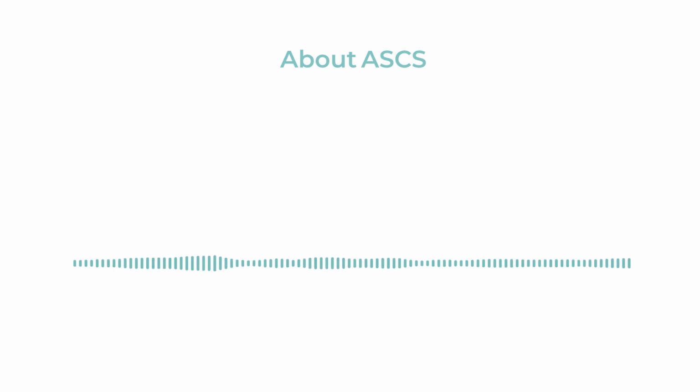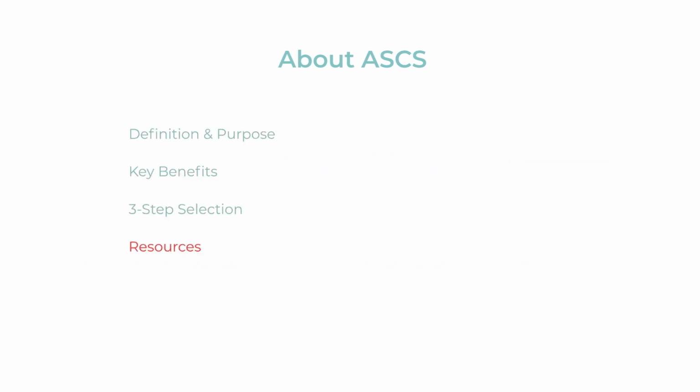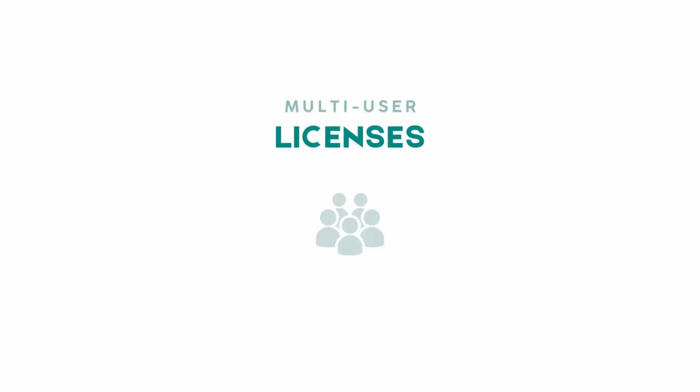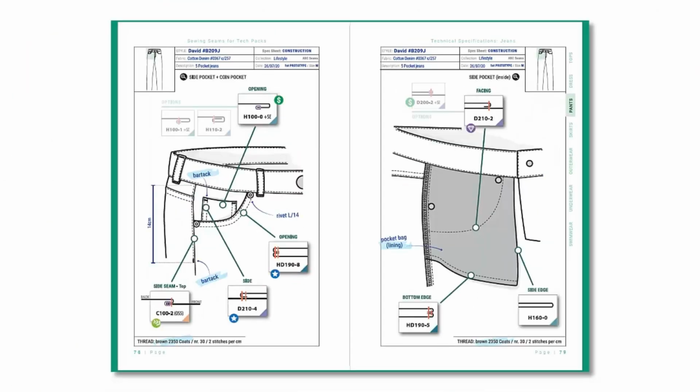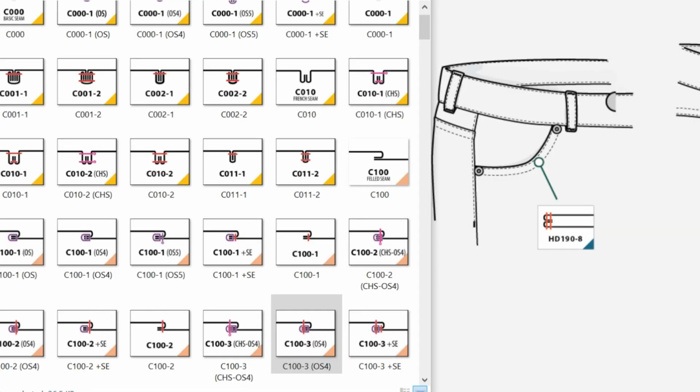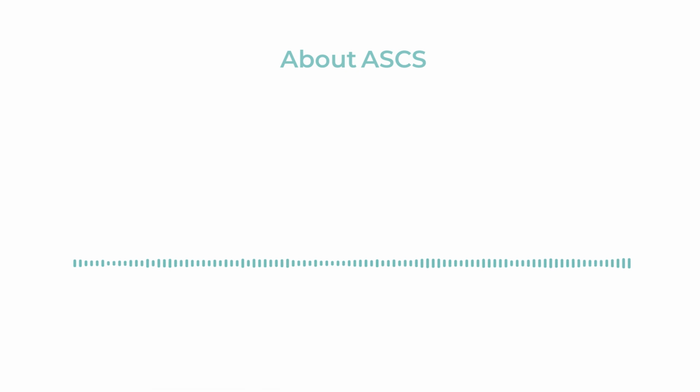Definitely. Now, beyond just understanding the system, how do people actually get access to it? ASCS seems to offer different ways in for different users. They do. And it's quite smart how they've tailored it. For fashion brands, big teams, they offer multi-user licenses. That gives them access to all the digital tools, the full seam code library, various ebooks, templates they can edit. It's the whole package for companies serious about quality and consistency. Makes sense for a larger operation.